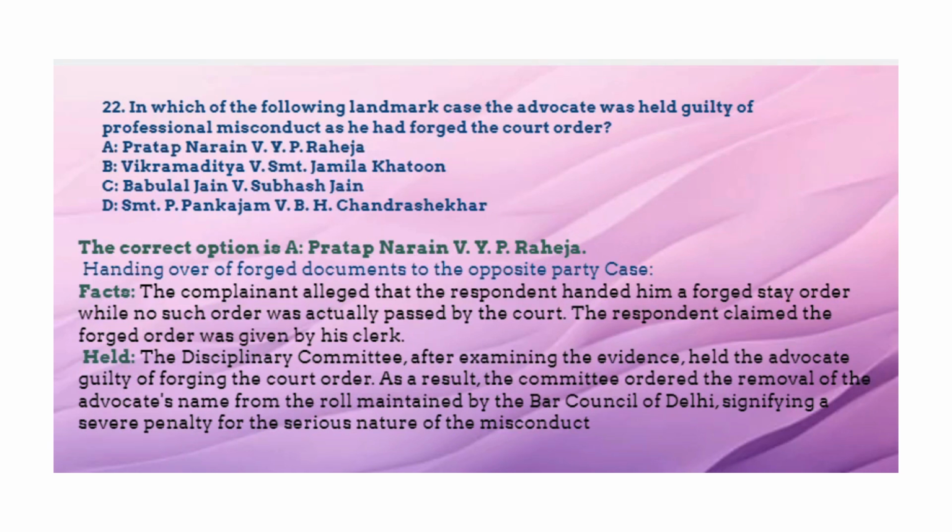Facts: the complainant alleged that the respondent handed him a forged stay order while no such order was actually passed by the court. The respondent claimed the forged order was given by his clerk. Held: the disciplinary committee, after examining the evidence, held the advocate guilty of forging the court order. As a result, the committee ordered the removal of the advocate's name from the roll maintained by the Bar Council of Delhi, signifying a severe penalty for the serious nature of the misconduct.